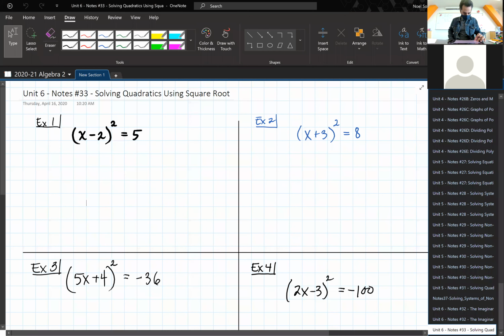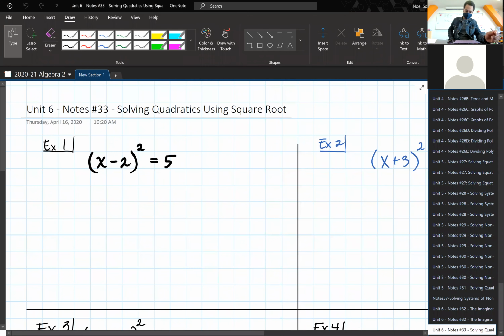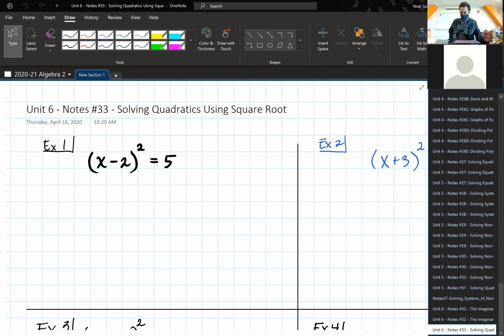All right, here we go. So we're going to be looking at how to solve quadratics using the square root. This might be familiar. We did a little bit of this when we did a study of quadratics way back in Unit 2, and we were looking for maybe intercepts. But what we're going to do now is just solve for x.